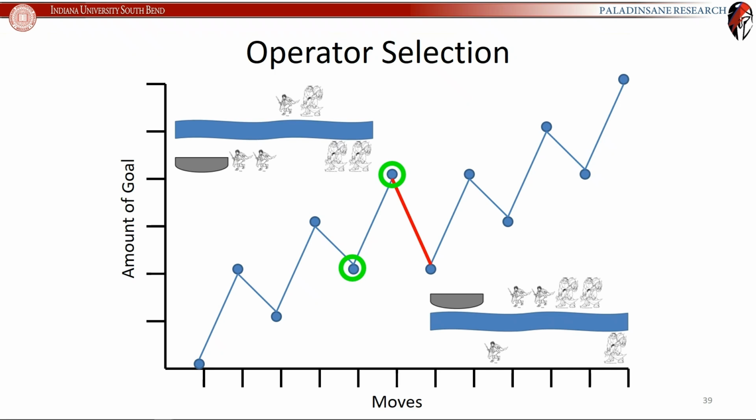And that move is difficult for our minds to navigate, for our minds to find, because we are working with representations and strategies that want to avoid doing that move. We want to avoid sending back two people when we just brought two people across because of that idea of backup avoidance. All right, so we don't want to select that operator that undoes the effect of the previous operators.